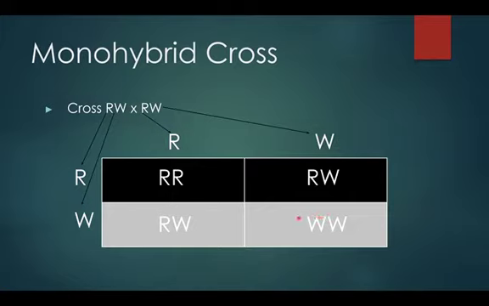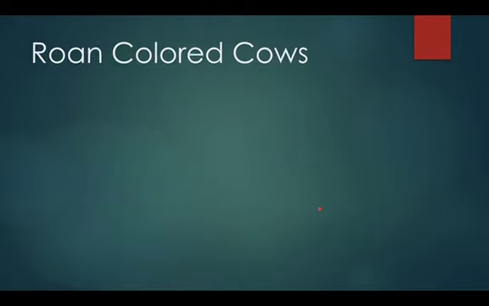So the ratio here, or the probability, I should say it that way, the chance of a red flower is 25%, or 1 out of 4. The chance of a red and white flower is 2 out of 4, or 25 plus 25 makes 50%. The probability of a white flower is 25%. Now some things in nature about this.